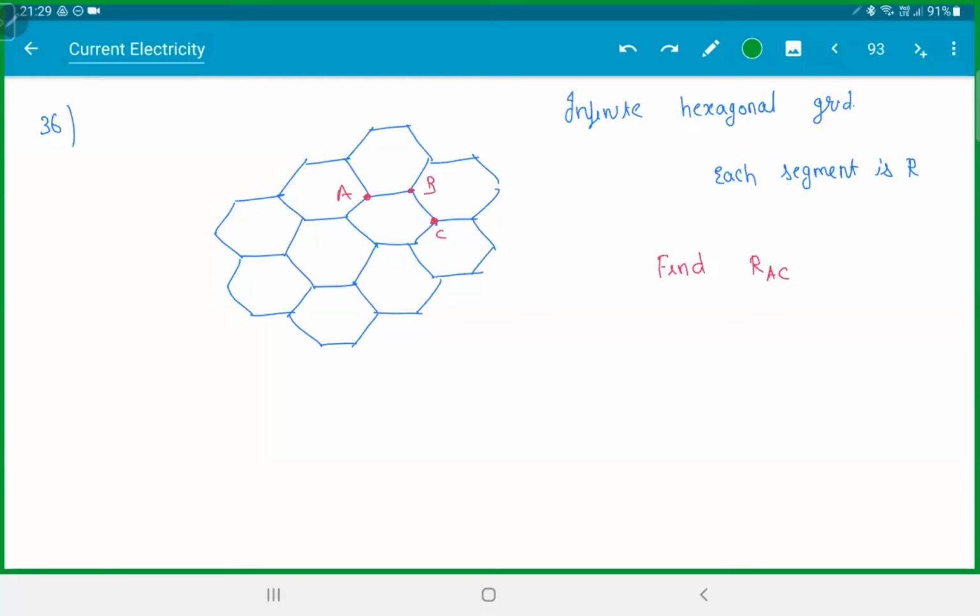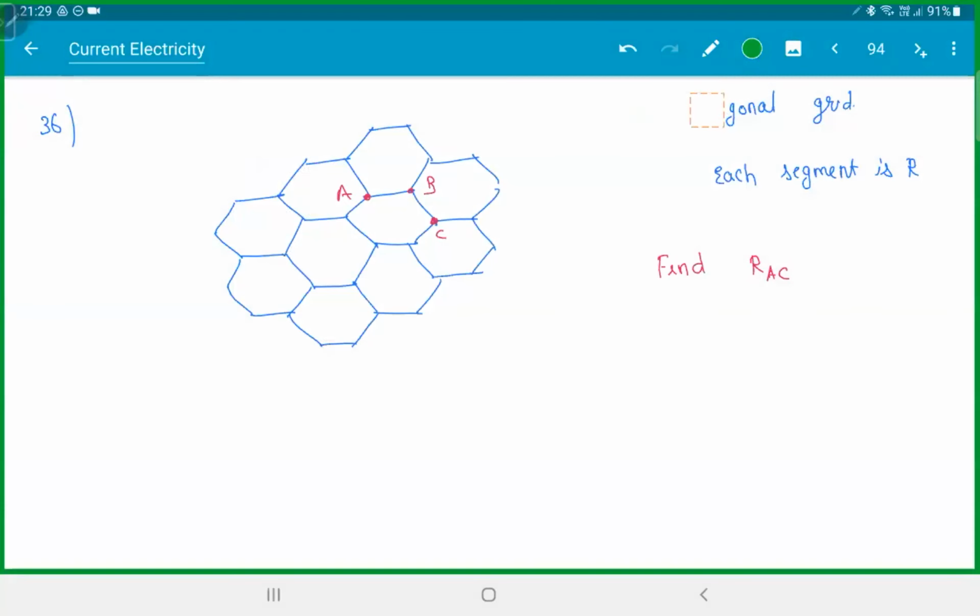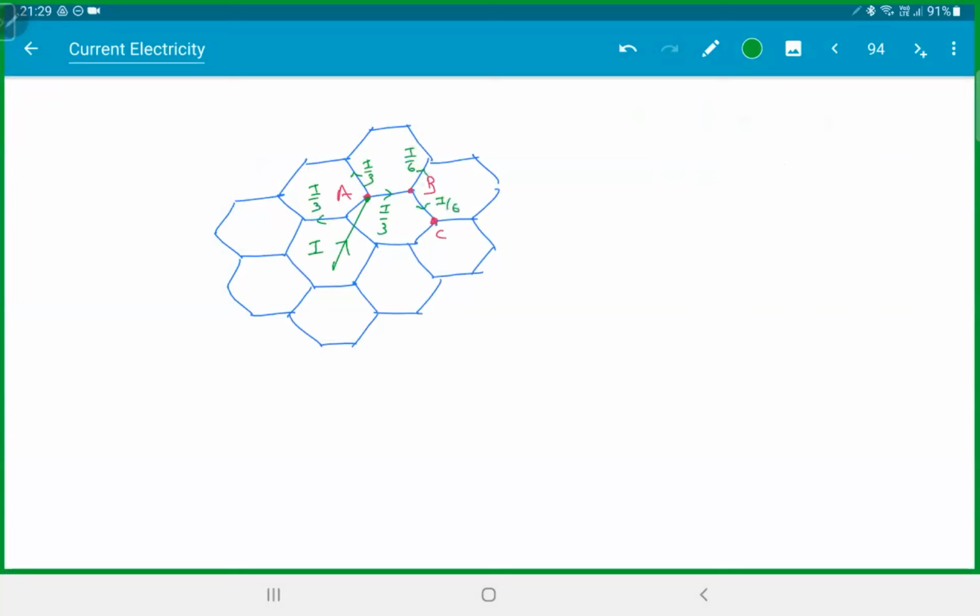How to do this thing? See. First thing, let's say you send current I in this branch. How will the current split? I by 3, I by 3, I by 3. When this current I by 3 comes, what will be the current here? I by 6, I by 6. Agreed? That I by 3 will again split into 2 branches.